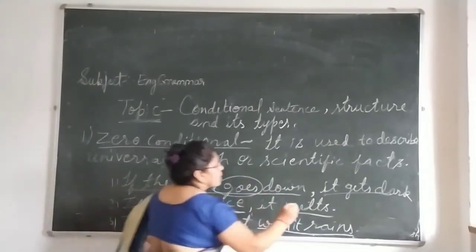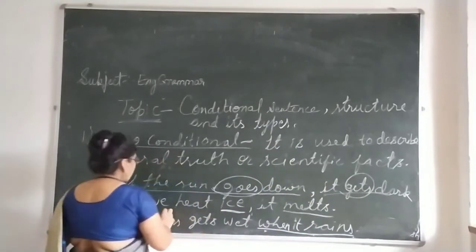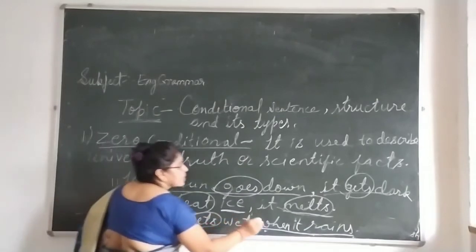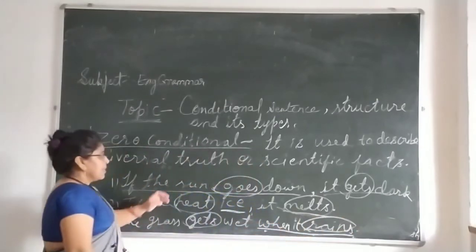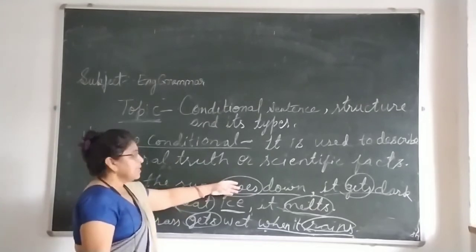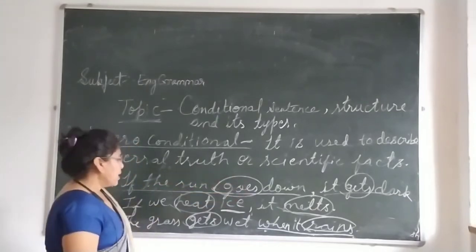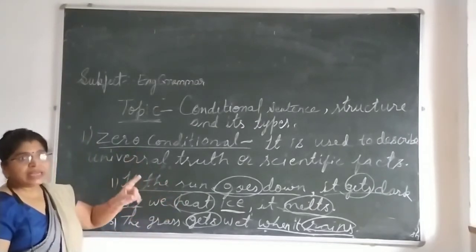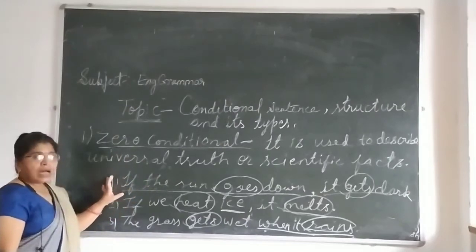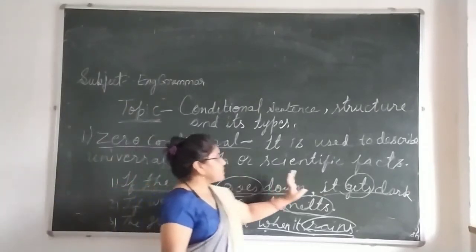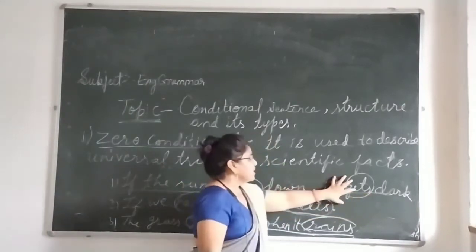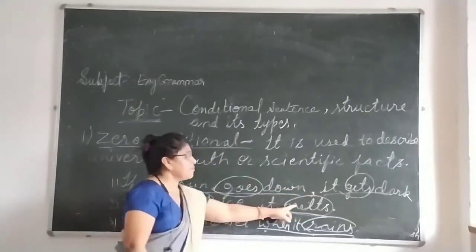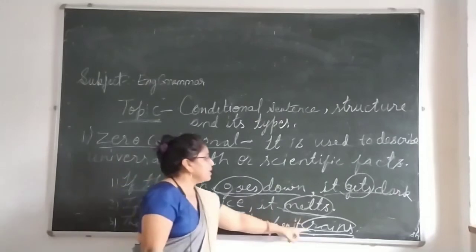Goes, gets. Here in the second, heat, melts. Here gets, rains. S or ES is used here. It is known to everybody that S or ES is used in present indefinite tense. Here you will notice that the whole sentence is divided into two parts and both parts are in present indefinite tense. Here also present indefinite tense. Here also present indefinite tense.